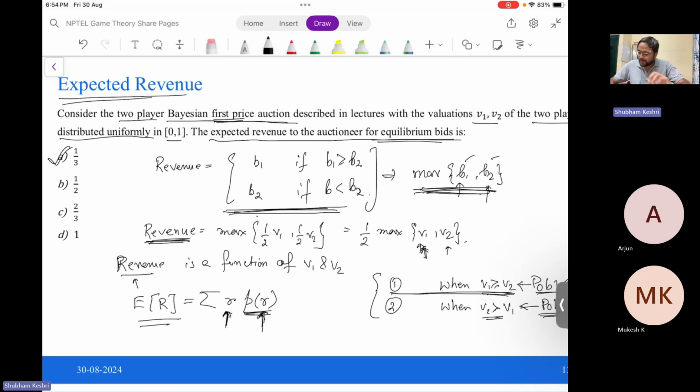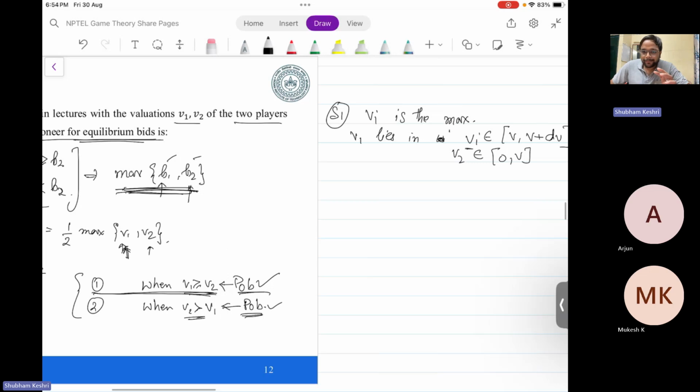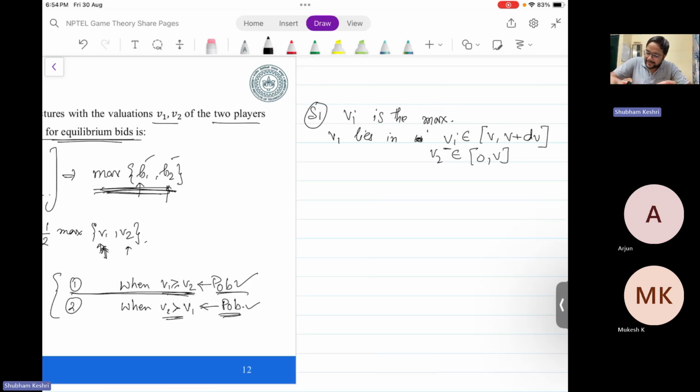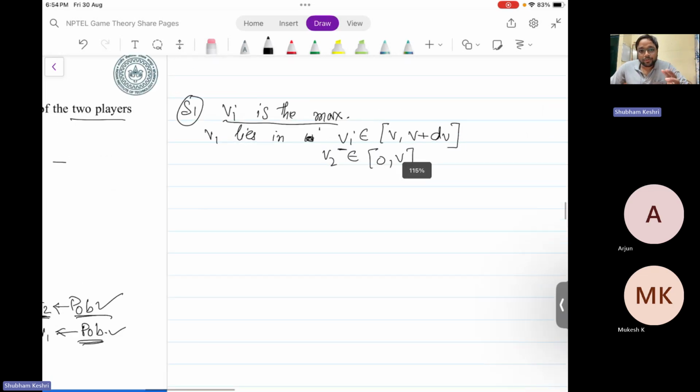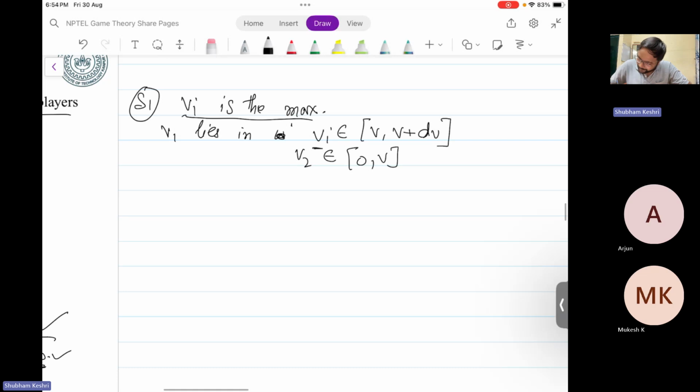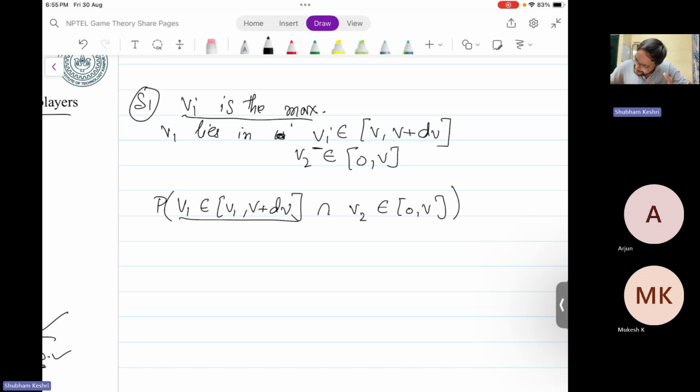Okay. Now what I have to do is calculate the probability of the first case happening. I'll just use whatever was done in the class. It was the probability that v1 belongs to v comma v plus dv, intersection v2 belongs to 0 comma v. This happens and this happens.